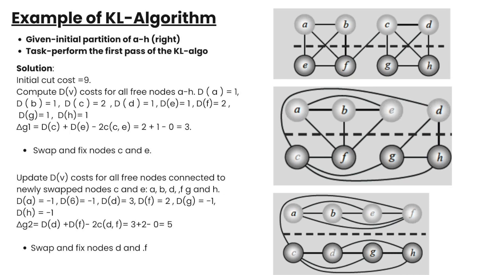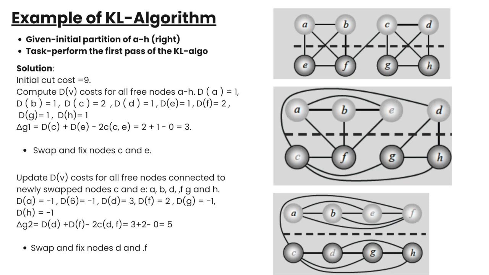Now we will choose a single pair of nodes such that the gain is maximized. There can be more than one pair also, but we will choose one of them. For example, here for pairs C, E and E, F, we have maximum gain delta G1 equals 3, and here we have chosen the first pair. Now we will swap nodes E and C and fix them to avoid repeated swapping and go for the next iteration.